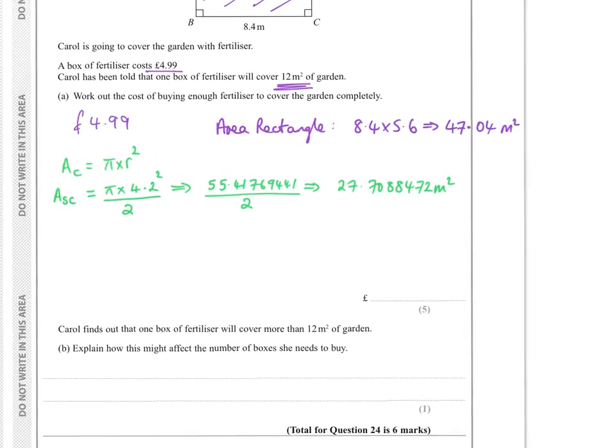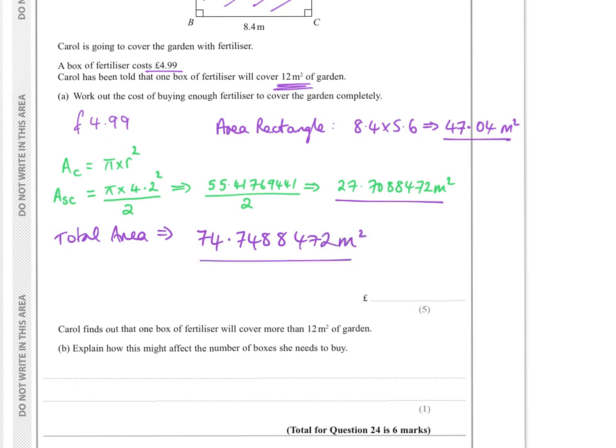So what I can now do is work out the total area. The total area is going to be this one and this one. So I'm going to add those together, and I get 74.74888472 metre squares. Now we know that every 12 metre squares that we can fit into this number will cost us £4.99 of fertiliser.